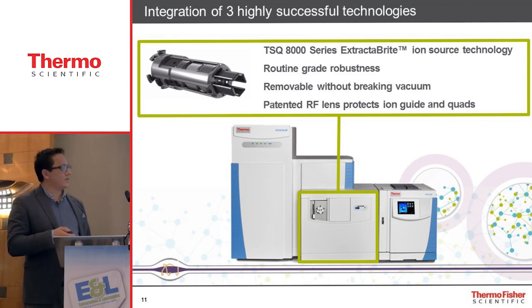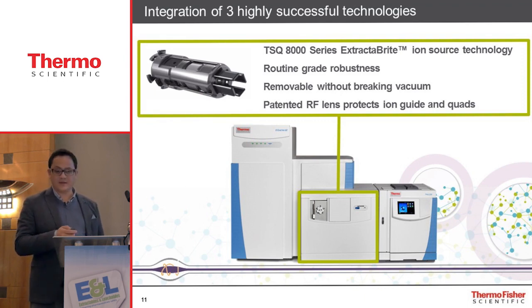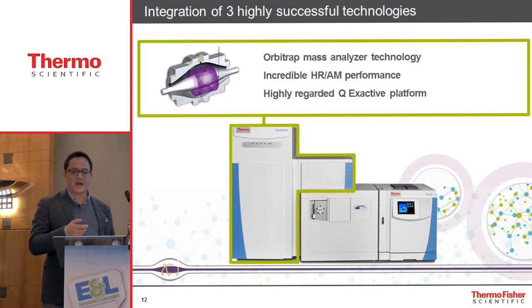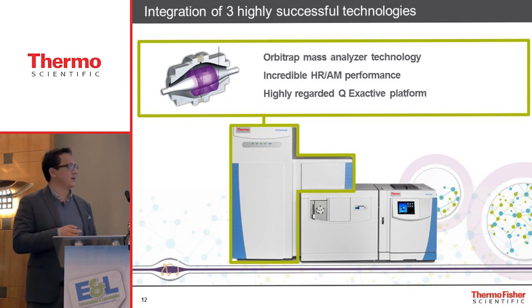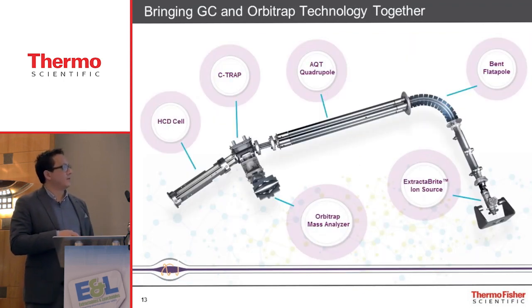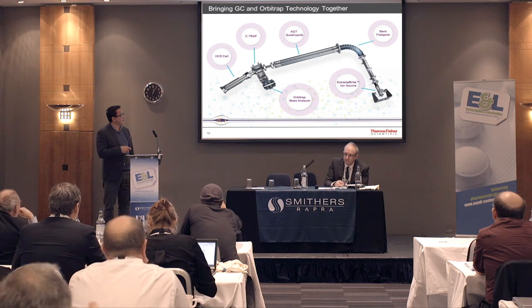So this was the most robust source we've ever made. We're very proud of it, and we were sure to include it within this system. And then behind that, the Q Exactive high-resolution GC or Orbitrap-based mass spectrometer.